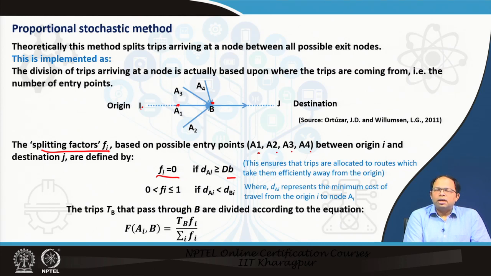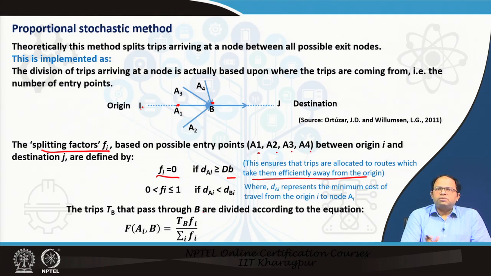dB is on the shortest path. If dAi is greater than dB, that means it is not on the shortest path. So that means that Fi will be equal to 0. This ensures that the trips are allocated to routes which take them efficiently away from the origin. So that means this is taking the trip away from origin I, but in an efficient way through the shortest path. So if dAi is less than dB, that means Ai is on the shortest path, because it is a node before B. Then Fi is somewhere between 0 and 1.